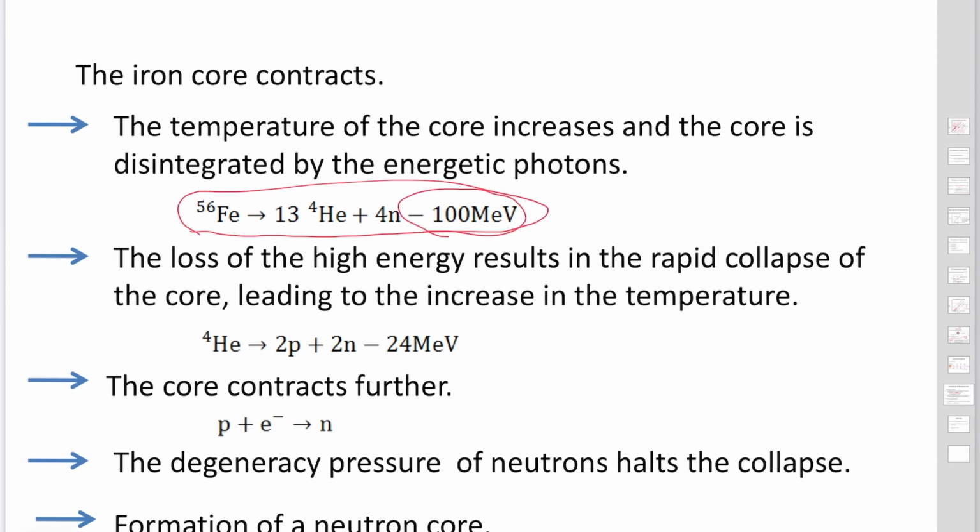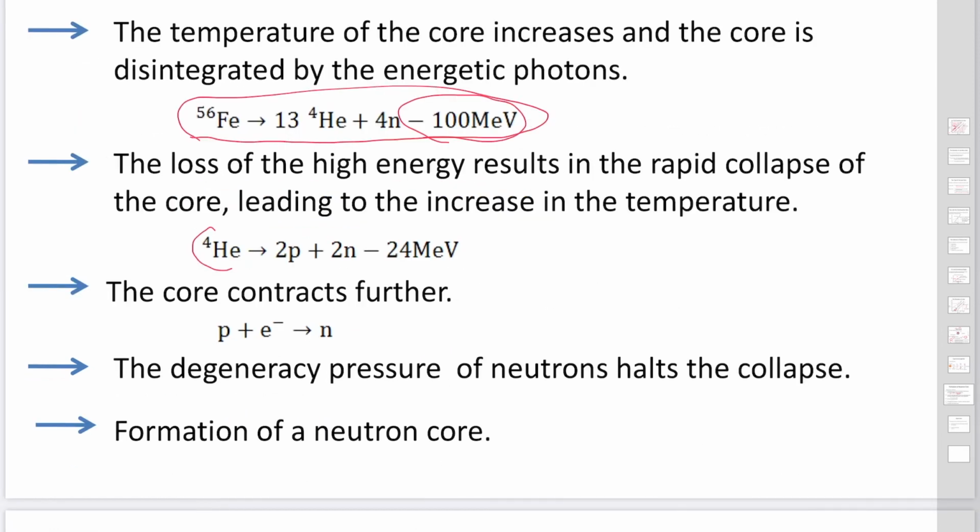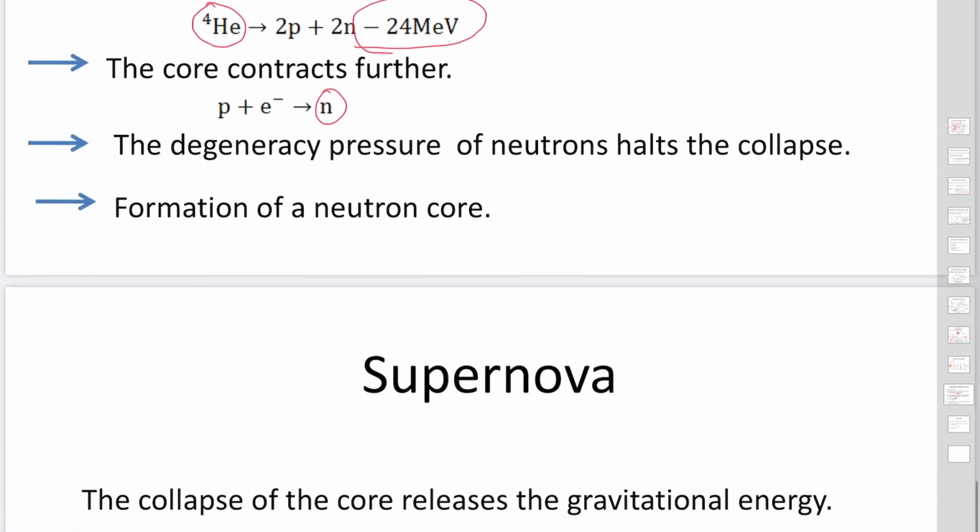Further collapse of the core leads to an increase in the temperature. With the temperature increasing, the helium also breaks into protons and neutrons. This also needs energy, 24 mega electron volts. The core contracts further. Then protons start to capture electrons to produce neutrons. At the center, the main composition becomes neutrons. Finally, the degeneracy pressure of the neutrons stops the collapse. So this is the formation of the neutron core at the center of this heavy star.